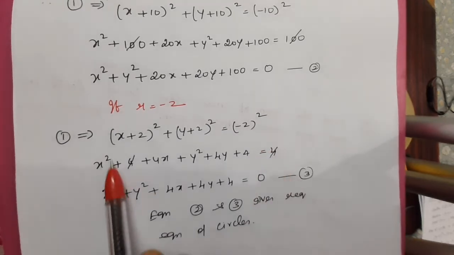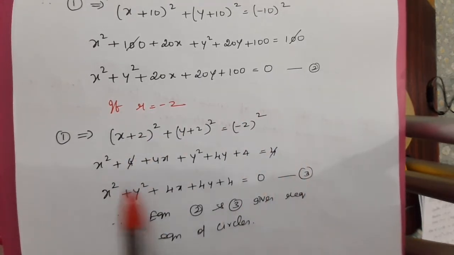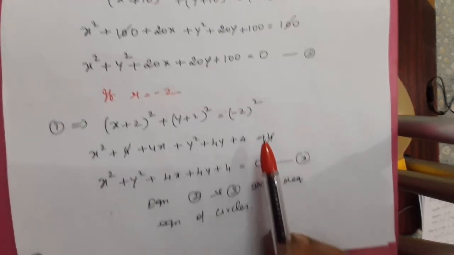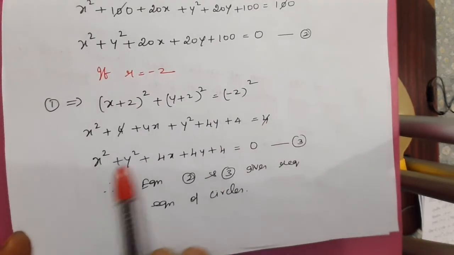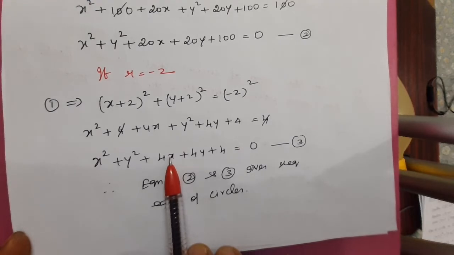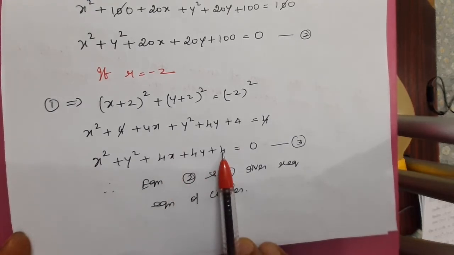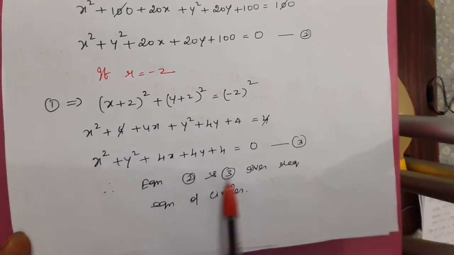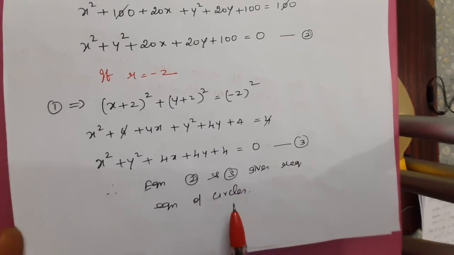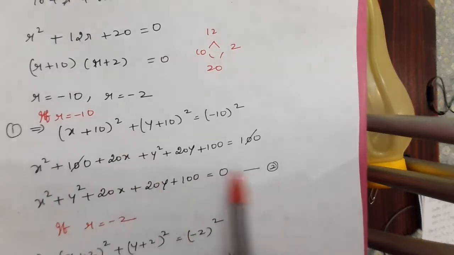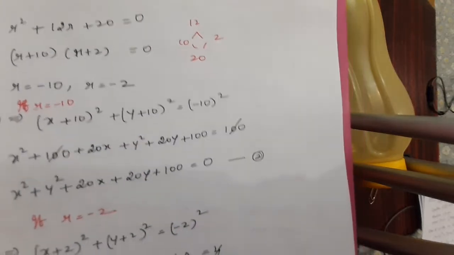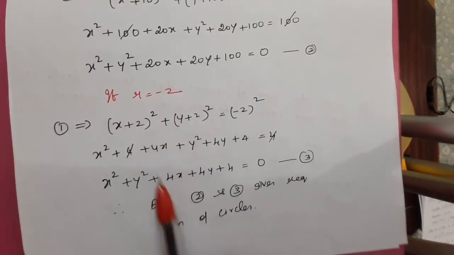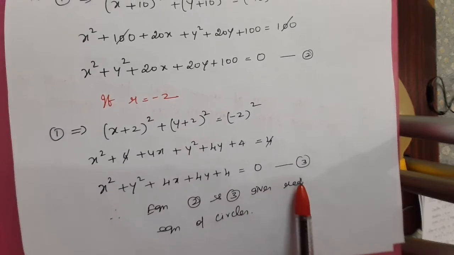Plus 4. That plus 4 comes to the right hand side, it will become minus 4. So plus 4 cancelled. Now we arrange the equation: x square plus y square plus 4x plus 4y plus 4 equal to 0. And this is the third equation. So equations 2 and 3 give the required equation of the circle. If r equal to minus 2, we get one equation of the circle. If r equal to plus 2, we get another equation of the circle.